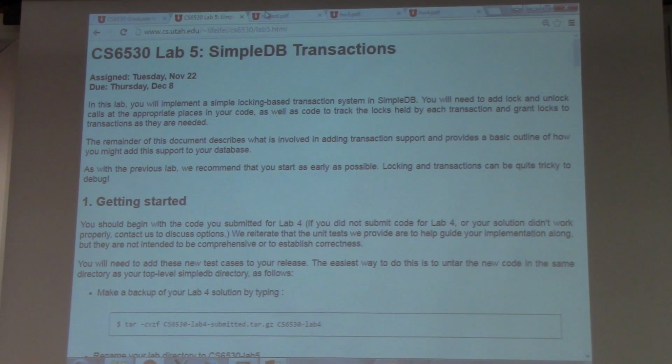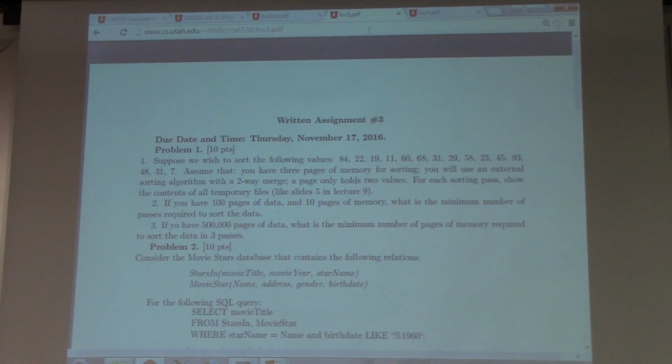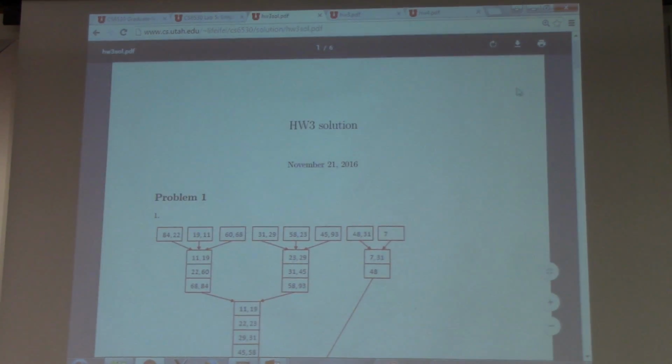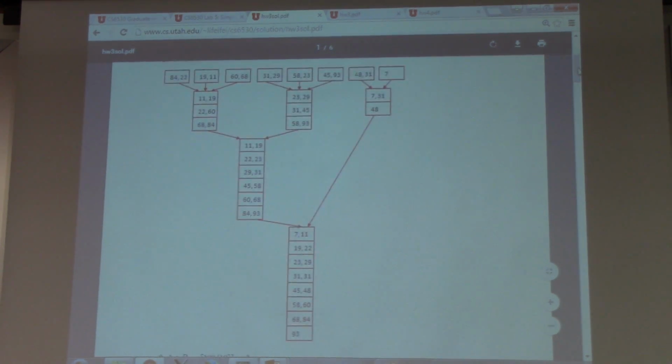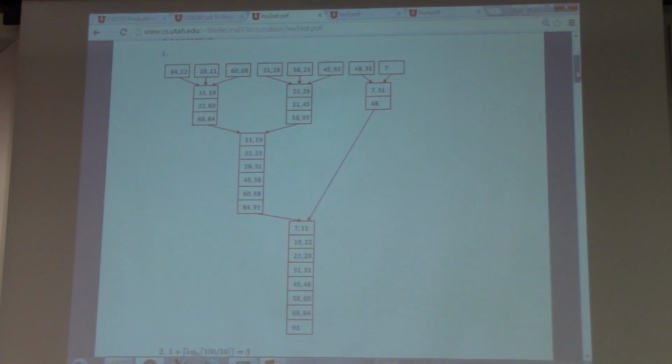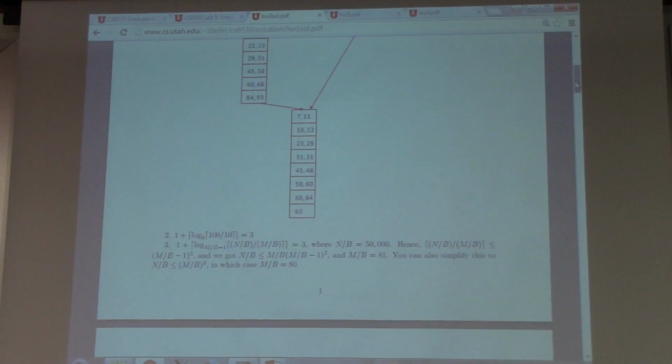All right, now let's look at the homework 3 solution. Homework 3 is about query evaluation and query optimization. The first one is a test on merge sort, and in particular it's a 2-way merge sort. So it's very straightforward.